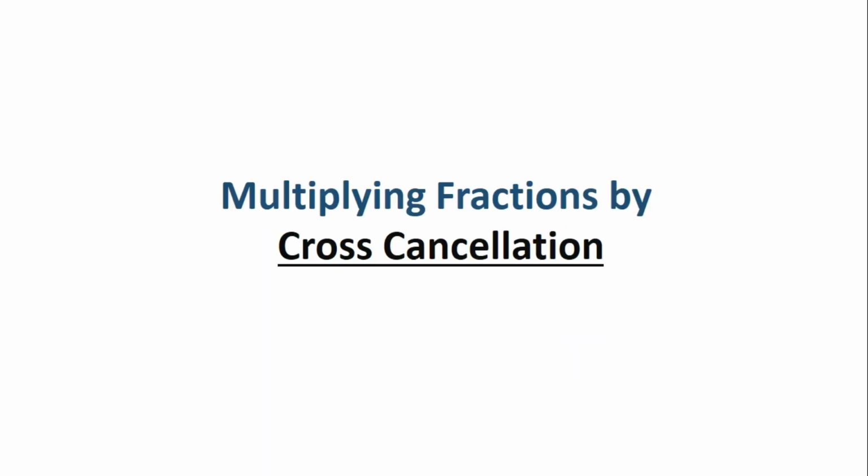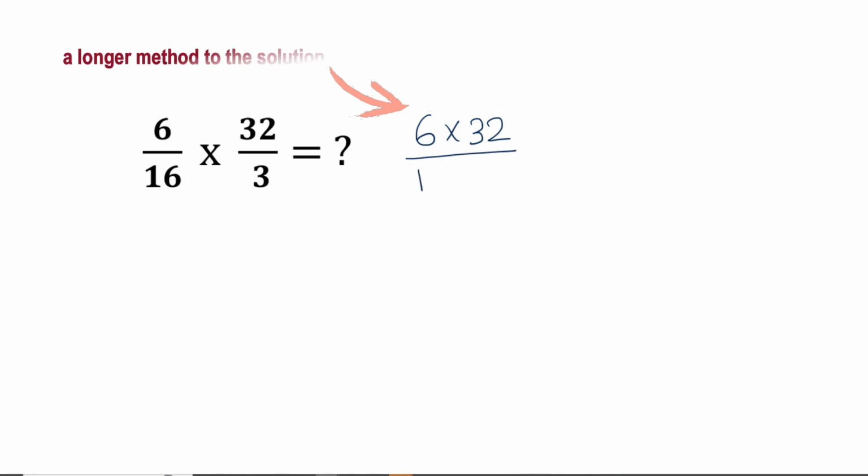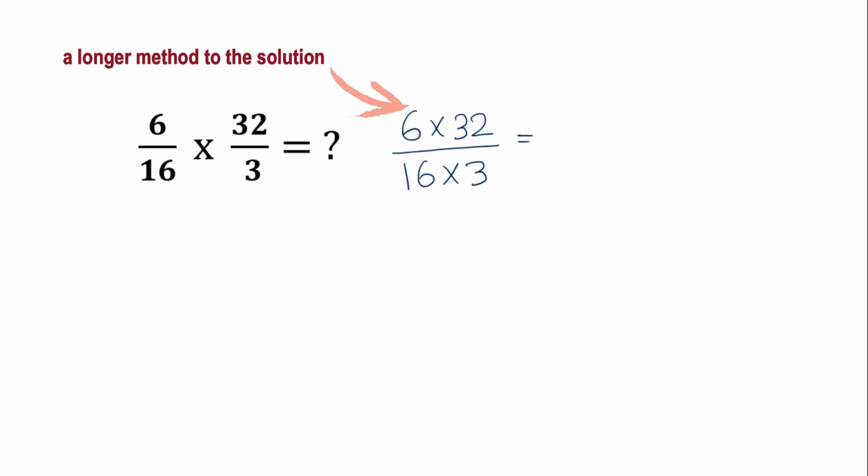Today the topic is on multiplying fractions by cross cancellation. Now when you are asked to multiply two fractions, you can multiply the numerators and then divide it by the product of the denominators. Now in this case it is going to be equal to 192 divided by 48. And then you have to divide 192 by 48 and finally you get the answer 4.